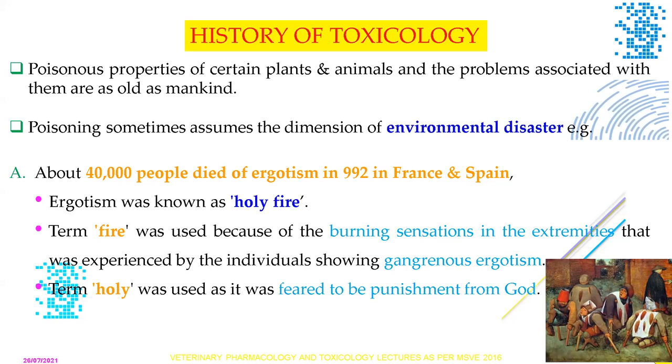Here you can see a variety of historic episodes of toxicity. About 40,000 people died of ergotism in 1992 in France and Spain. At that time it was not known that Claviceps purpurea and other microorganisms release the ergot alkaloid. About 40,000 people died in a single episode. Ergotism at that time was known as the holy fire, meaning God had sent it to destroy human beings.